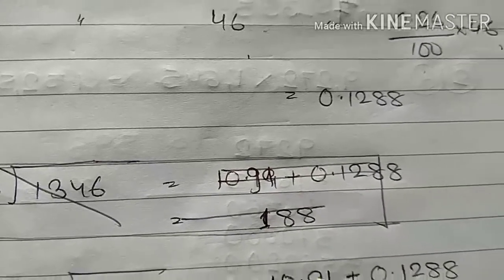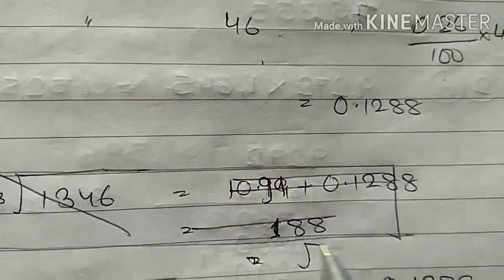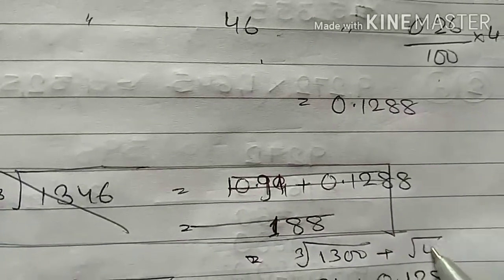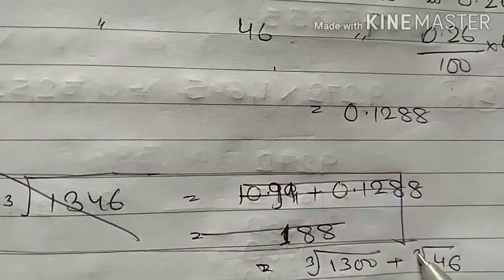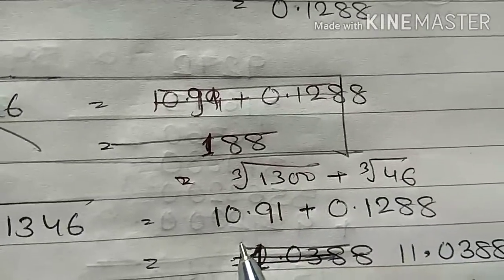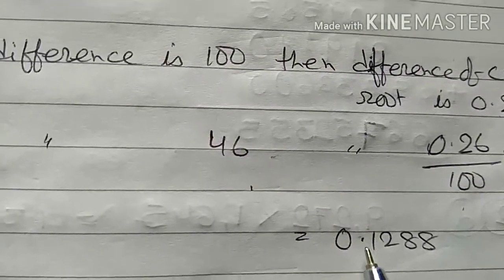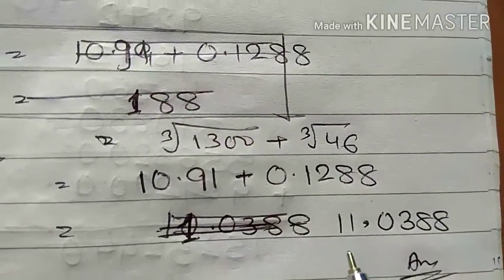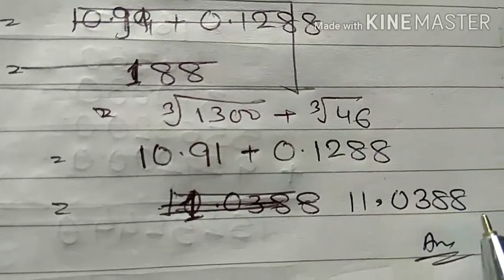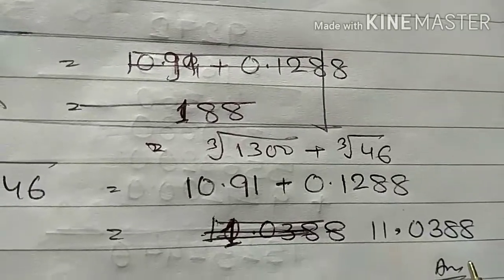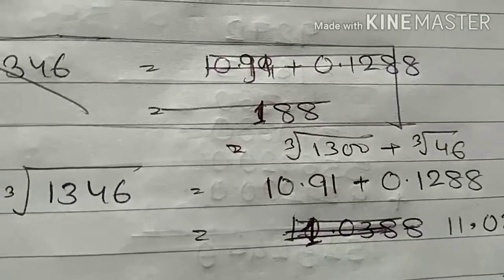Okay, so this is equal to the cube root of 1300 plus the cube root of 46. Similarly, the value for 1300 is given from the table, and the value for 46 we calculated here is 0.1288. If you add these two values, you will get the answer as 11.0388. Okay, by this way, you can get the answer. I hope you can solve the rest of the questions of this exercise very easily. Okay?